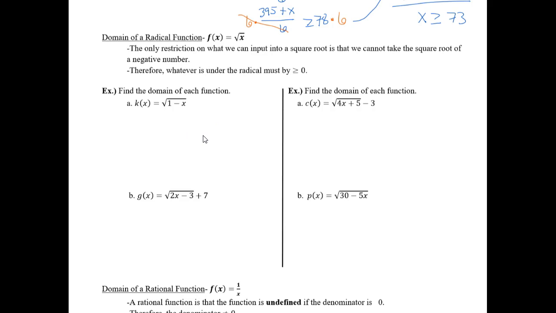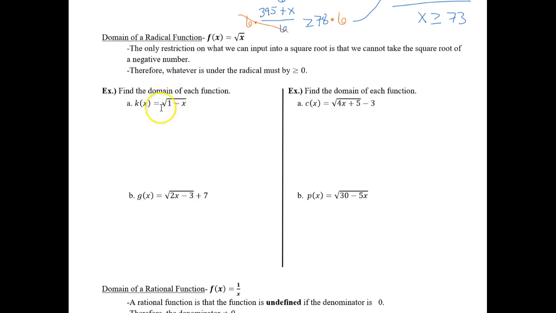We want to think about everything that x can't be. So we're not going to list all the values that it can be. We're going to list what it can't be and then write our notation from that. So looking at this first example here, the function k of x equals the square root of 1 minus x.